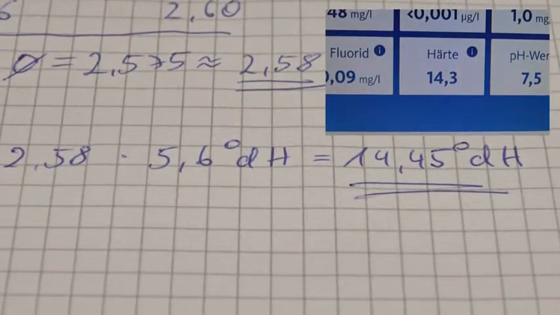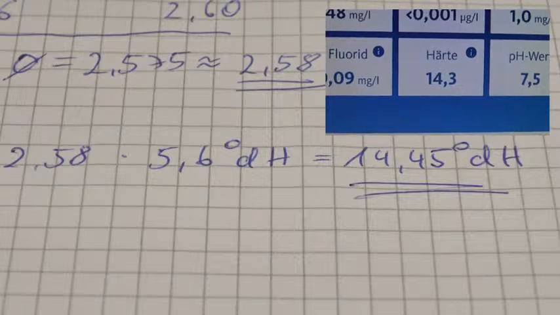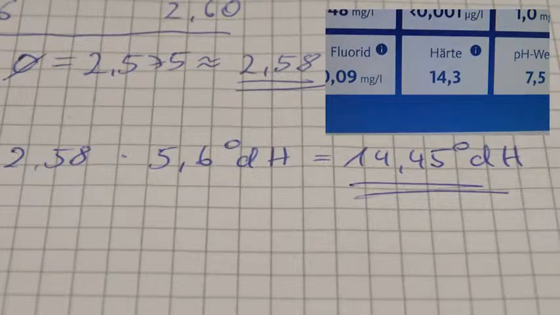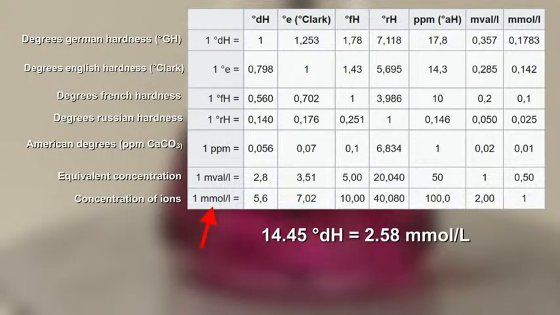Due to the distance to the water source, it is expected that the values tend to vary, as can be seen here. The unit degrees German hardness is only used in Germany and is very old, which is why there are a lot of different units for water hardness. From the scientific perspective, the correct unit would be millimoles per liter, so 14.45 degrees German hardness would be 2.58 millimoles of alkaline earth ions.